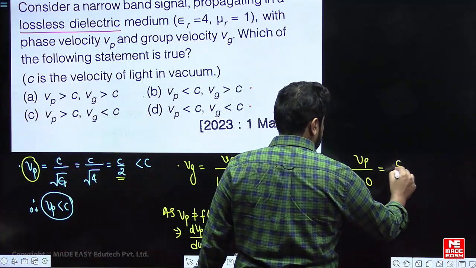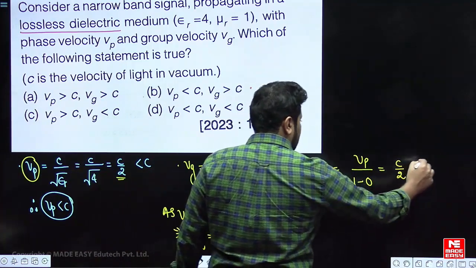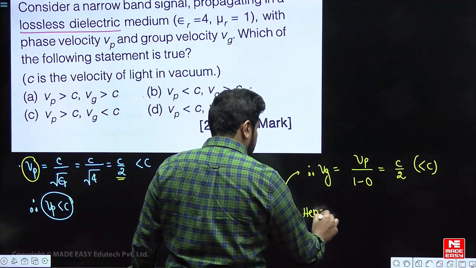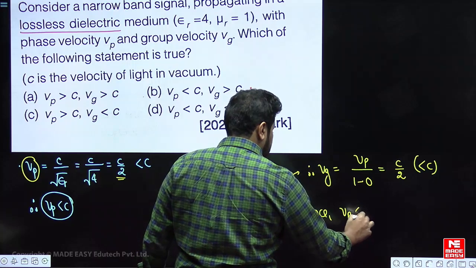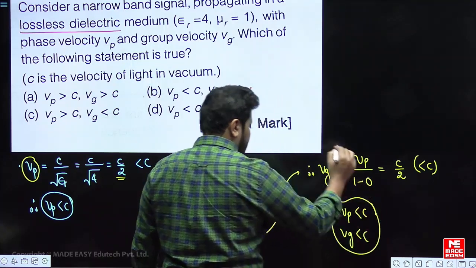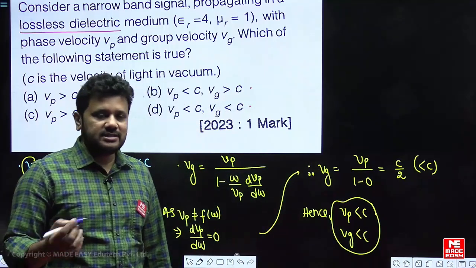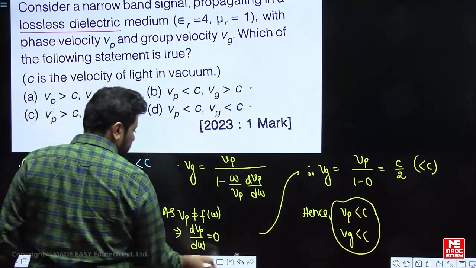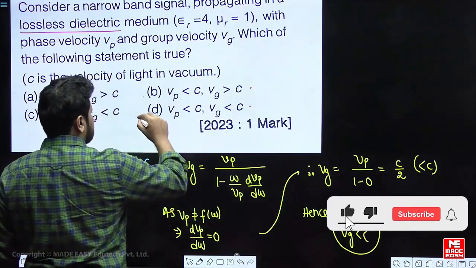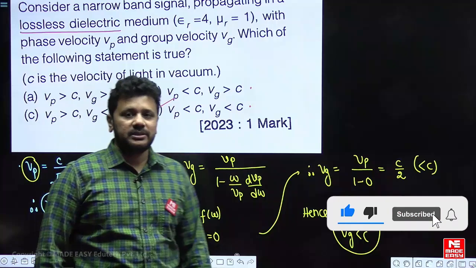So this is the same as c by 2. Therefore again it is less than c. What I can observe here is that the phase velocity is less than c, and even the group velocity is also less than c, isn't it? So if we look at the options, phase velocity less than c and group velocity also less than c, so option D should be the answer.